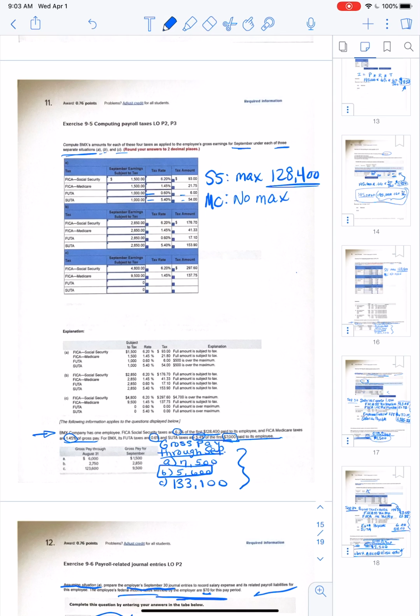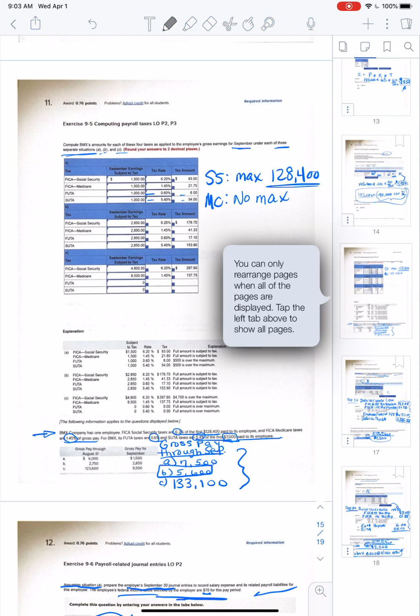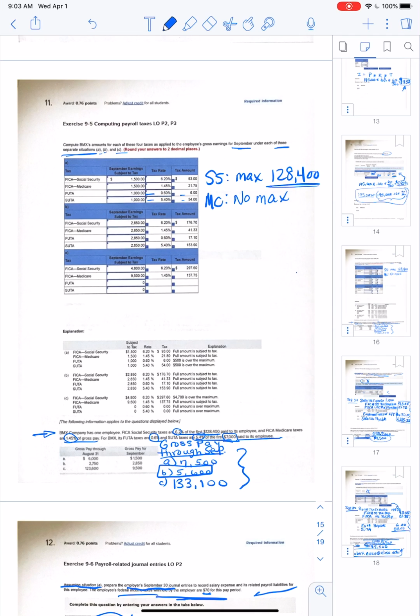So in this case, what we see is my gross pay through August the 31st was $123,600. But we said that Social Security max occurs at $128,400. And we've already paid Social Security taxes on wages of $123,600. And that comes from right here. Okay? Which tells me that the amount left is just $4,800 that we can pay Social Security taxes on. And so that $4,800 will just pull straight through to that FICA Social Security box.